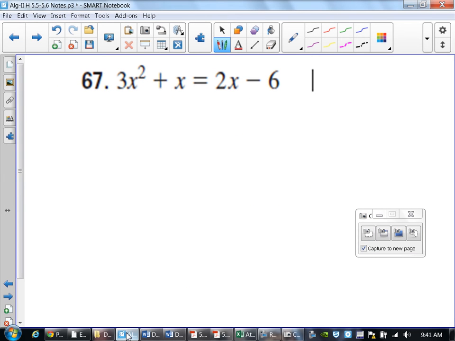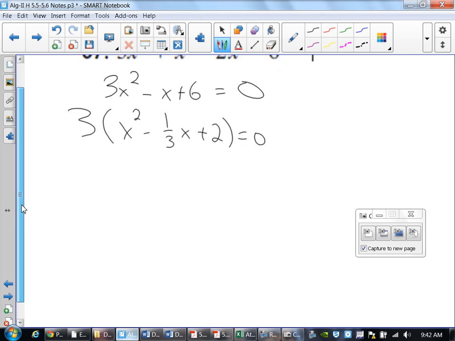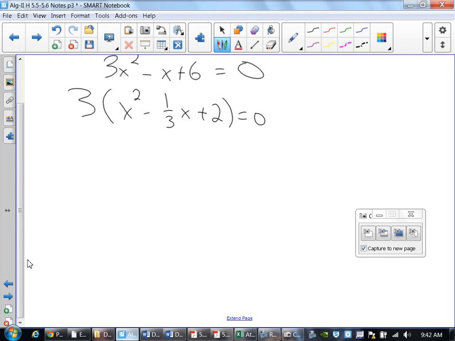Move stuff over. We have 3x squared minus x plus 6 is 0. What am I going to divide everything by? 3. Divide everything by 3. So if I take out a 3, I get x squared minus 1/3 x plus 2 is 0. Get rid of the 3. Move the 2 over. Since it's an equation, I can just divide both sides by 3 and this goes away.